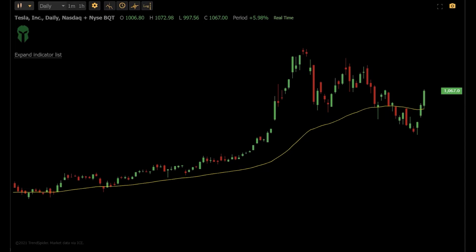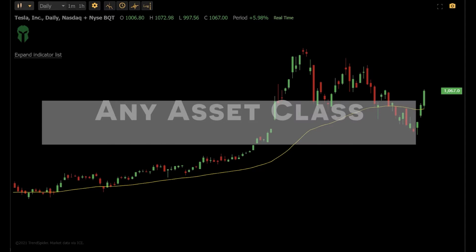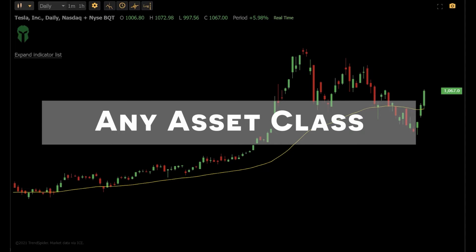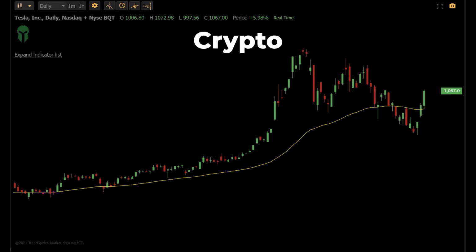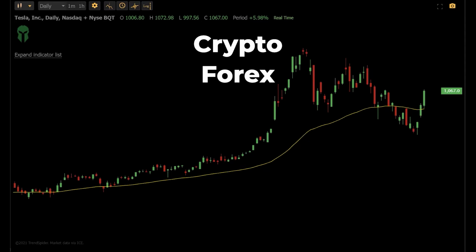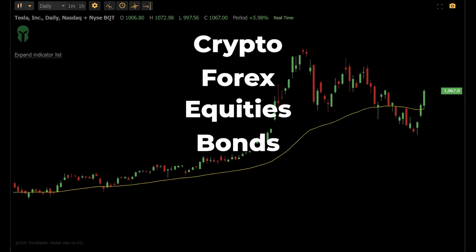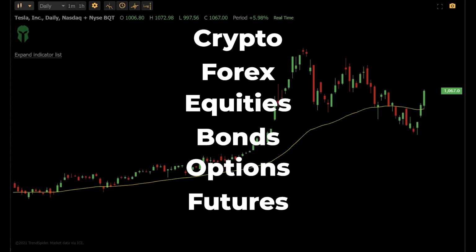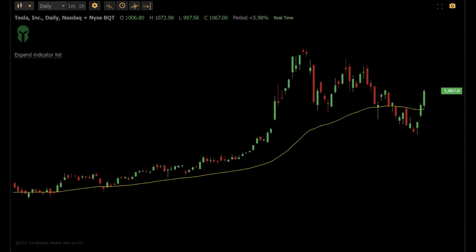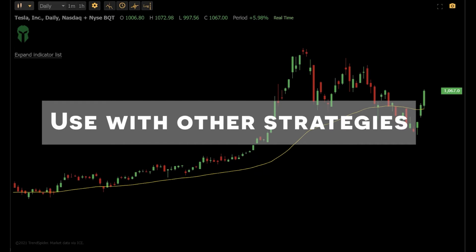In regards to what asset classes you can use this for, it's very simple. You can use this for any asset class. You could use this for crypto, Forex, equities, bonds, options, futures. You can use this across the board and with other strategies that you implement.